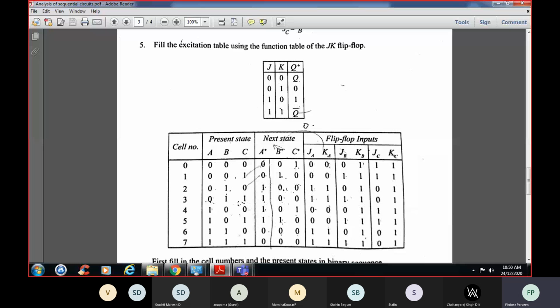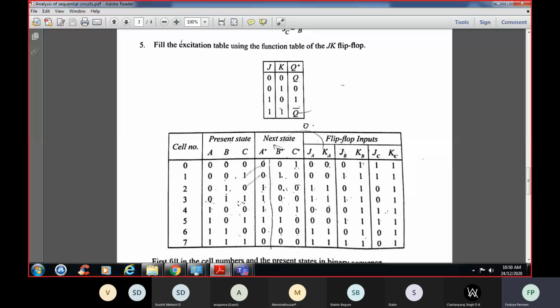In the same way, you have to fill up for C plus also, seeing JC, KC. If it is 1 1, again you have to toggle. For toggling for C plus, you have to see C. If it is 0, it will be 1. If it is 1, it will be 0, like this. If JC KC is 0 1, then C will be 0. So if it is 0 1, it will be 0.